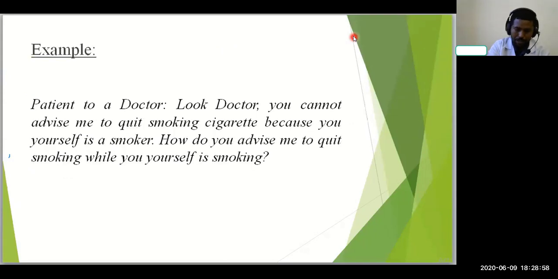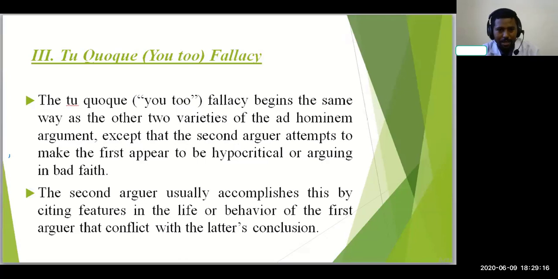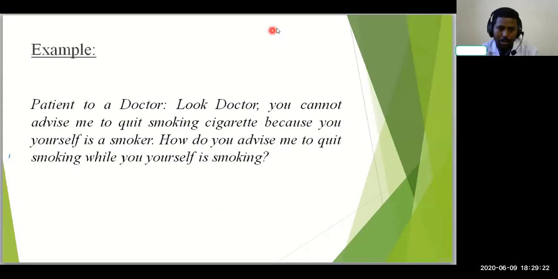For better understanding, let's look at an example. A patient says to a doctor: "Look, doctor, you cannot advise me to stop smoking cigarettes because you yourself are a smoker." You too. That is why the name is given. You see? You too. "How do you advise me to quit smoking while you yourself are smoking?"